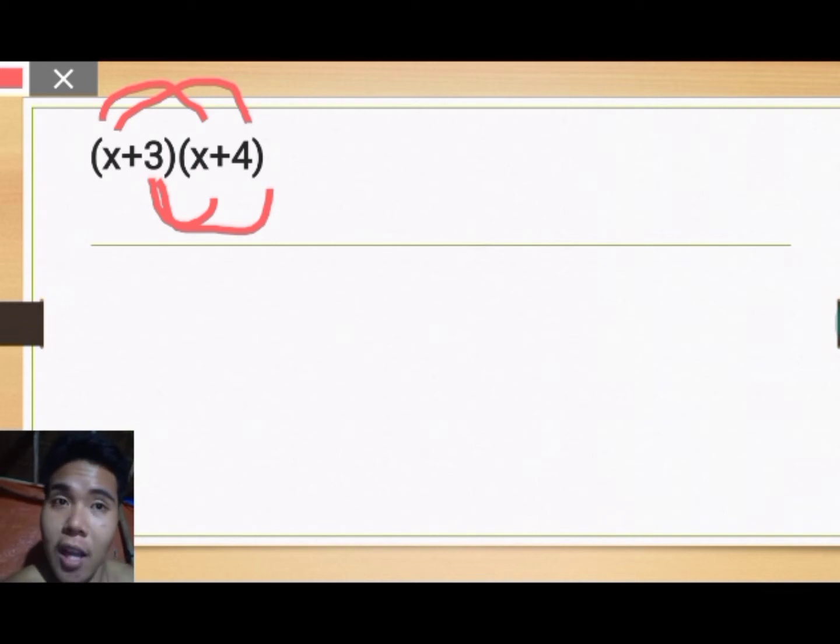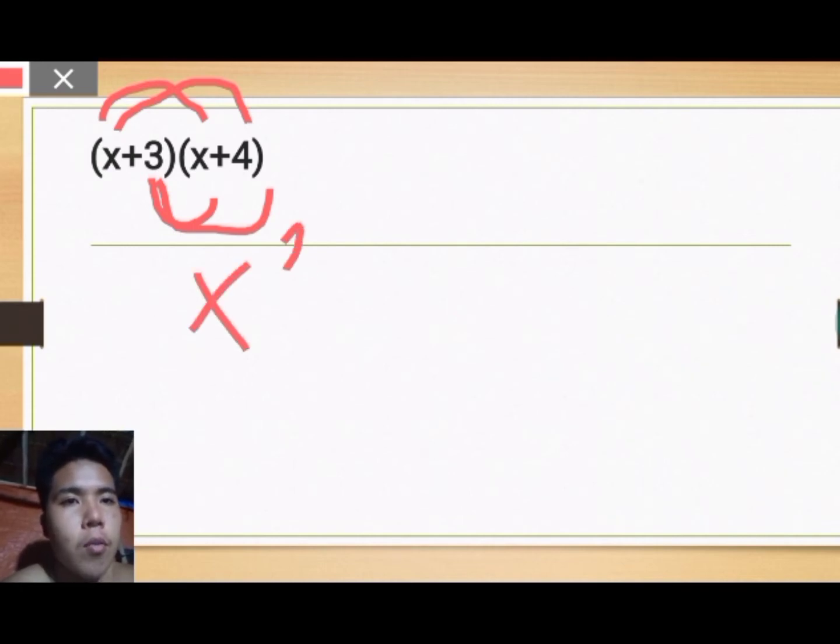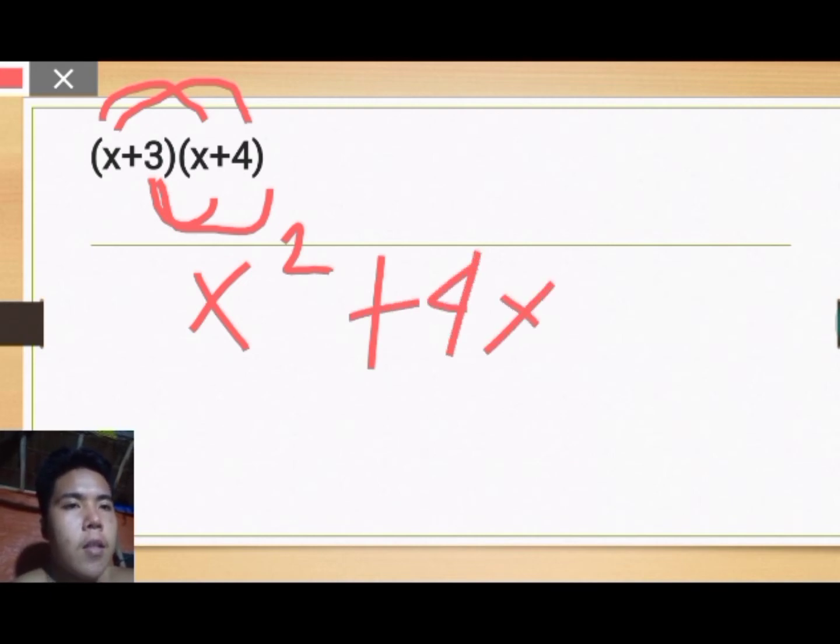Okay, this is also a FOIL method. In this case, you first multiply x times x, so we have x squared. We add the exponents, so 1 plus 1 is 2.